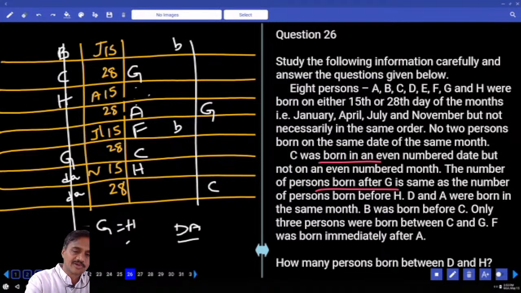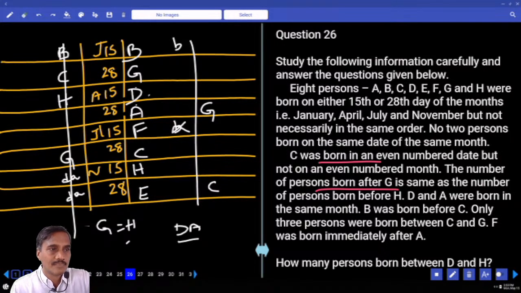F was born immediately after A is here. This is B. Now B cannot be here, then B must be here. Now B is here, then who is the person left over here? E is the person left. Then coming back to this.